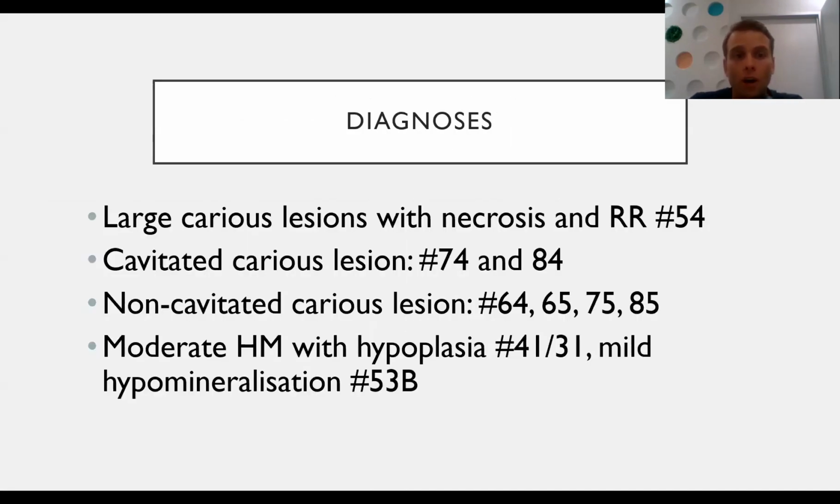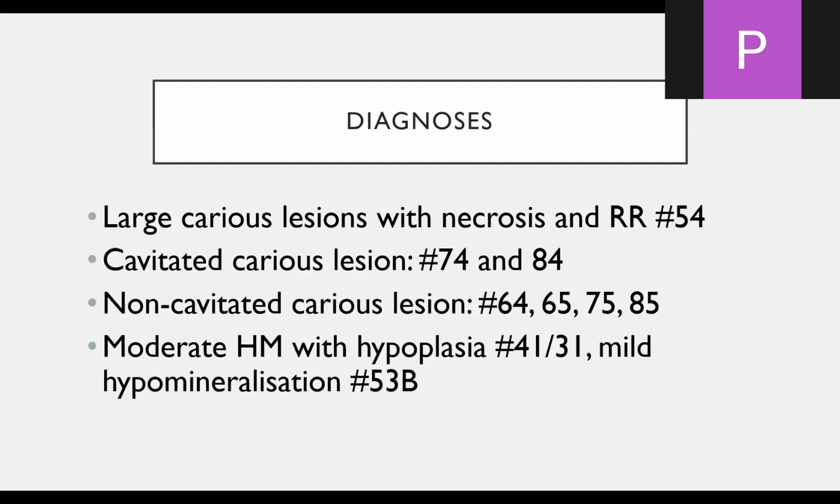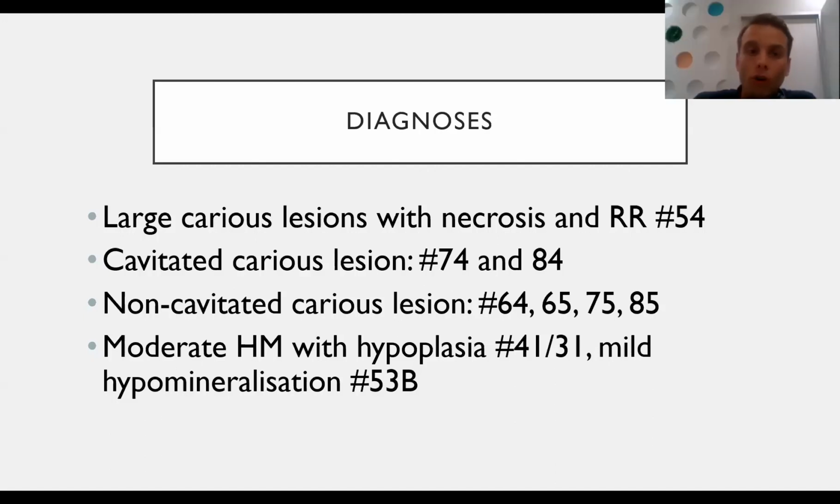So what are his diagnoses? Well, he's got a large carious lesion with necrosis on the 5-4. He's got cavitated carious lesions on the 7-4 and 8-4. Well, how do we know the 8-4? Generally speaking, most carious lesions that are into the outer third of dentine are cavitated. If they're at the DEJ, they're not. And that's why we've decided 6-4, 6-5, 7-5 are non-cavitated. It's also got moderate hypomineralisation. We're not going into that.